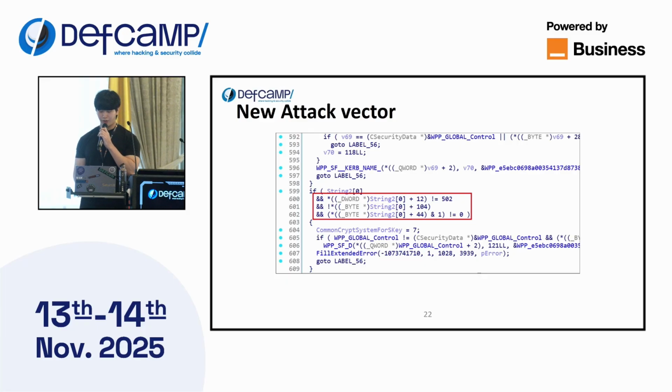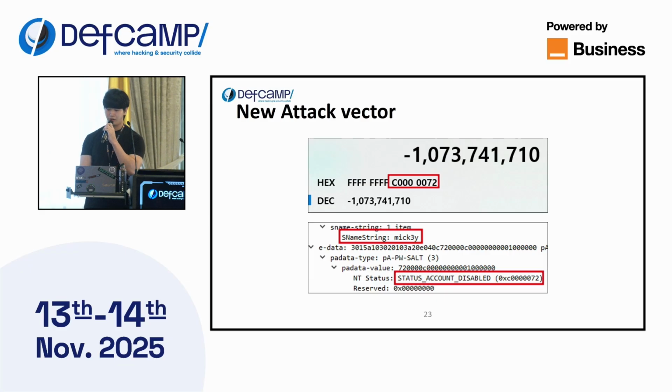KRBTGT. And when the function is called, -1073741710 is passed as the first argument. Do you remember I previously mentioned the importance of remembering the hexadecimal value? When it does not match the KRBTGT account, the value is passed as the first argument to the field extended error function. This value is in hexadecimal, and this matches the NT status error code that was returned when attempting to access not only the Mickey account but also all disabled accounts.